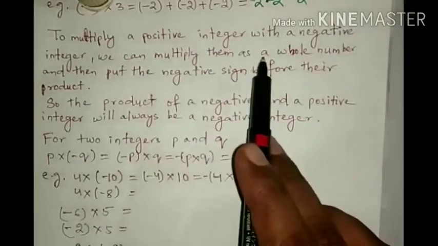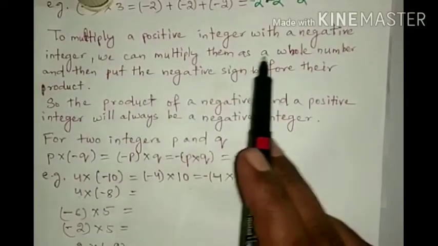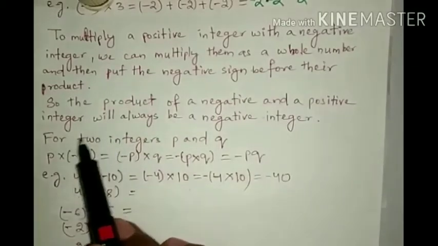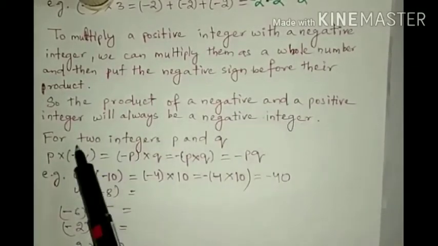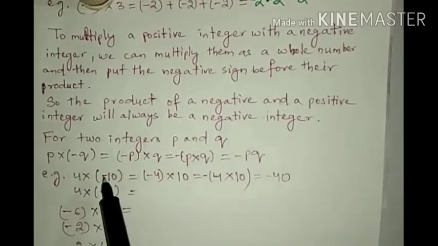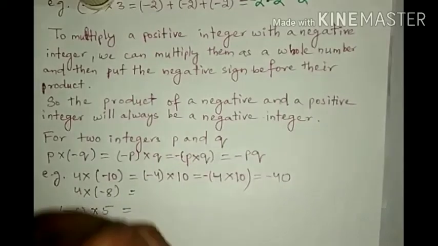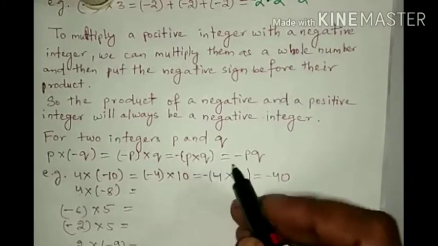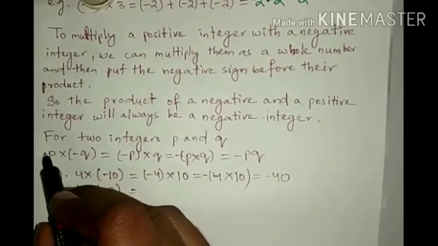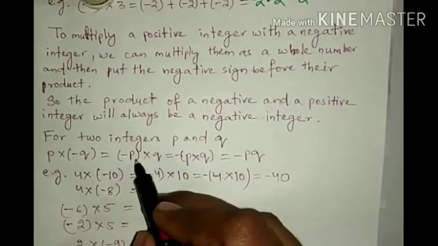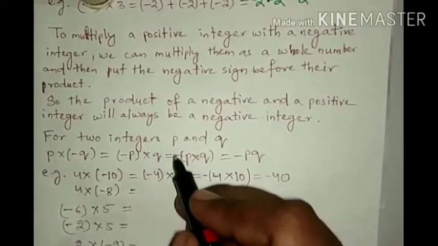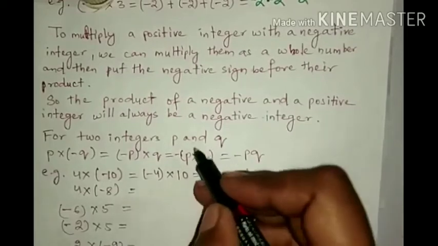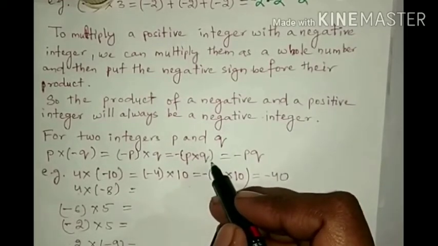To multiply a positive integer with a negative integer, we can multiply them as whole numbers and then put the negative sign before their product. So the product of a negative and a positive integer will always be a negative integer. For two integers p and q, p into minus q or minus p into q equals minus pq. Here one is positive and one is negative. So you put a minus sign, then in brackets the product of the two integers.